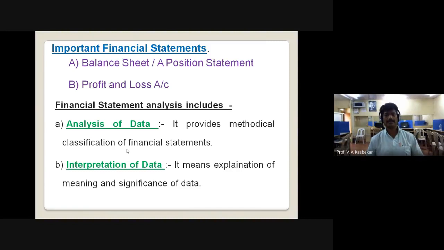इंटरप्रिटेशन म्हणजे काय? It means explanation and meaning of that data, significance of data. त्या जो काही स्टॅटिस्टिक आहे, आकडेवारी आहे, त्याचा नेमका अर्थ काय? आपण बॅलन्स शीट बनवलं, we have prepared balance sheet, profit and loss account, but what is the meaning of actually that statement or account?